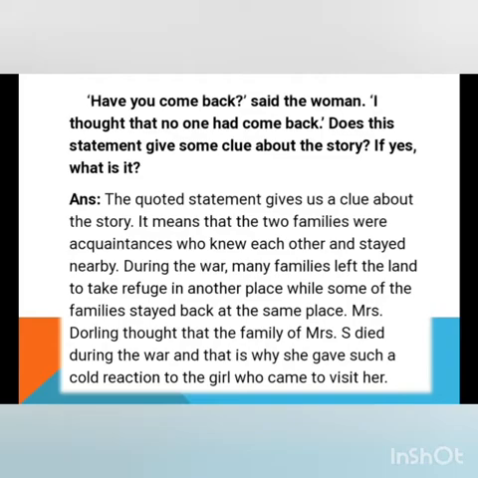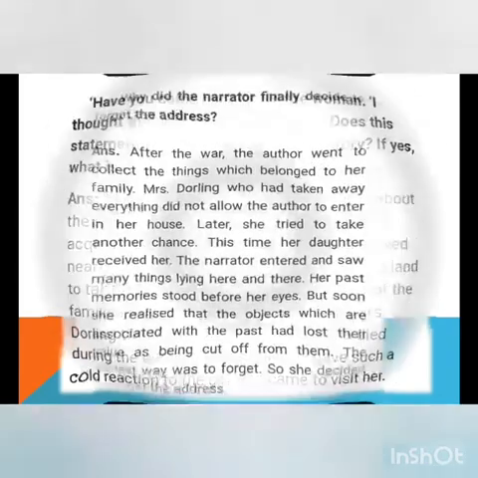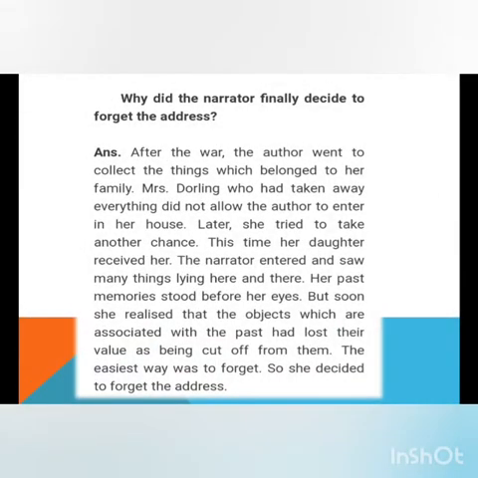Let us look at the next question. Why did the narrator finally decide to forget the address? Let us look at the answer. After the war, the author went to collect the things which belonged to the family. So the narrator, Marga, went to see Mrs. Darling. But Mrs. Darling, who had taken away all the things, did not allow the author to enter into her house. Later, she tried to take another chance. This time, her daughter received her.